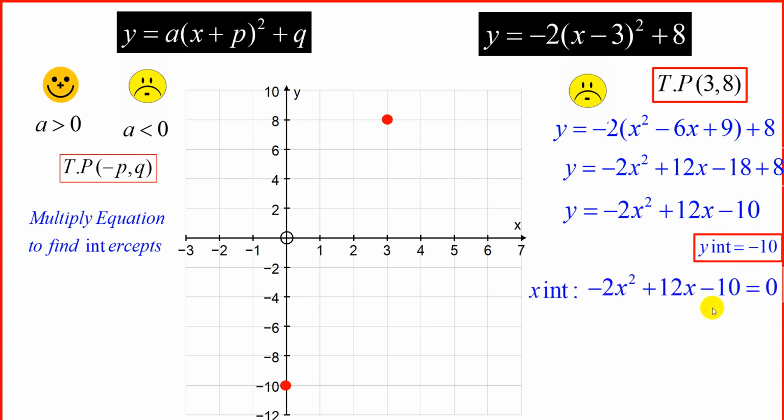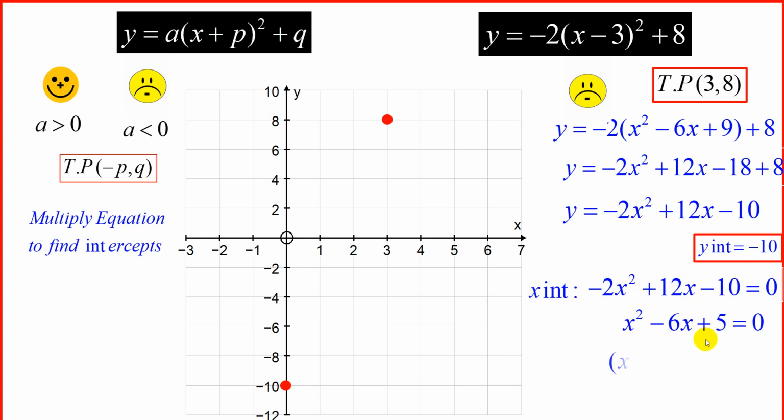And if we do that, you'll notice that we have 2 that is common. The first term is negative, so I'm going to divide right through by negative 2. And that gives me x squared. Dividing that by negative 2, 12 divided by negative 2 is negative 6, and minus 10 divided by negative 2 is 5.